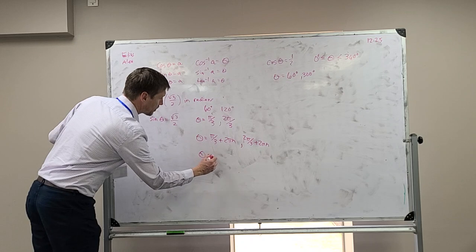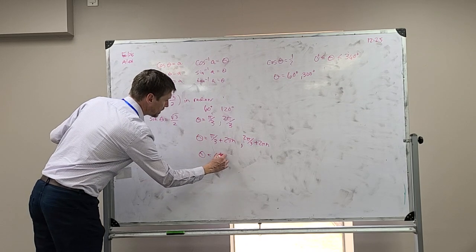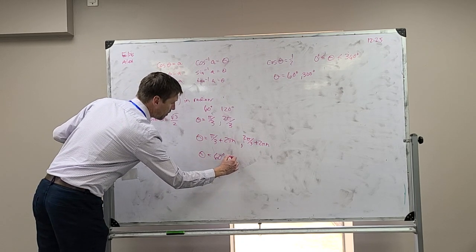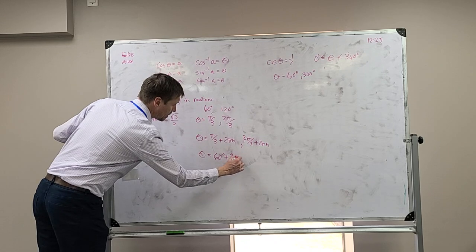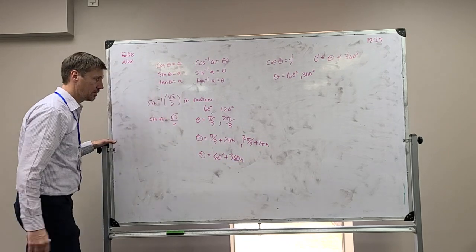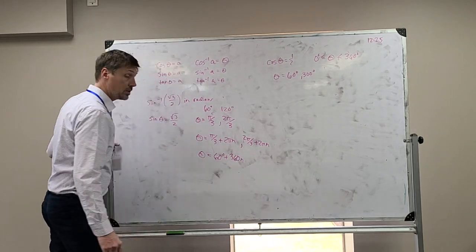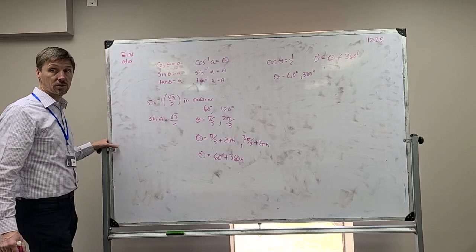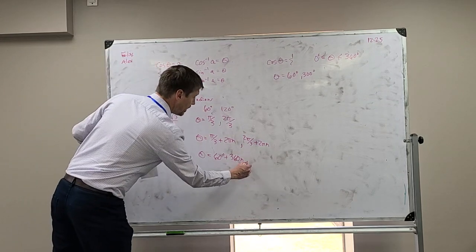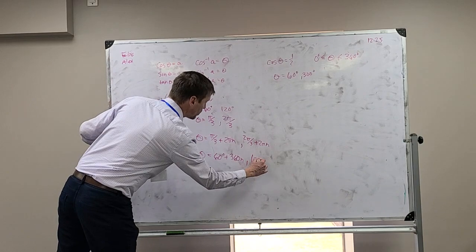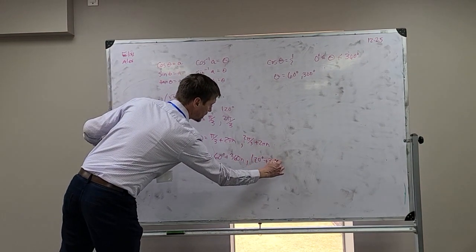That's right. So theta would be equal to 60 degrees plus 360 n. Would it be plus or minus 360? It could be either one, because n is an integer, so it can be positive or negative. And 120 degrees plus 360 n.